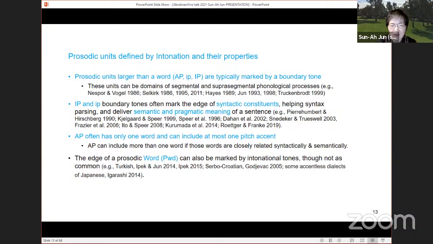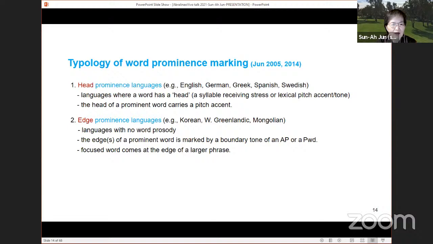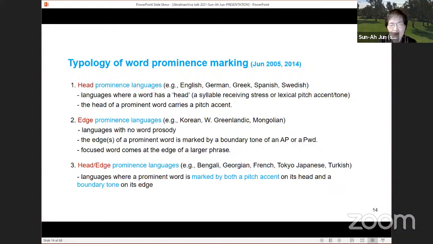So in my earlier model of typology of word prominence marking, I had proposed three different categories of prominence marking: head prominence marking, edge prominence marking, and then the third level is head-edge prominence marking. The first, head prominence marking, is like the English type. That means languages where the word is the head, meaning stress level or lexical pitch accent level, and that head is delivering prominence, like carrying a pitch accent.